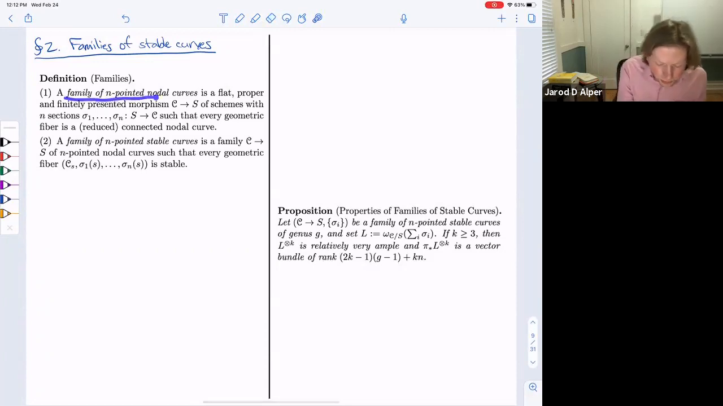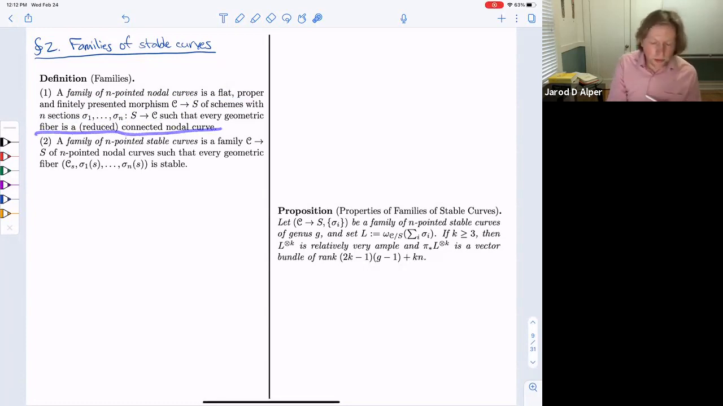So for us, a family of n-pointed nodal curves is going to be a flat, proper, and finitely presented morphism of schemes, together with n sections, such that every geometric fiber is a reduced connected nodal curve. I have no conditions on whether these sections intersect or whether they land in the smooth locus. So the fibers are not necessarily the pre-stable curves that I defined.